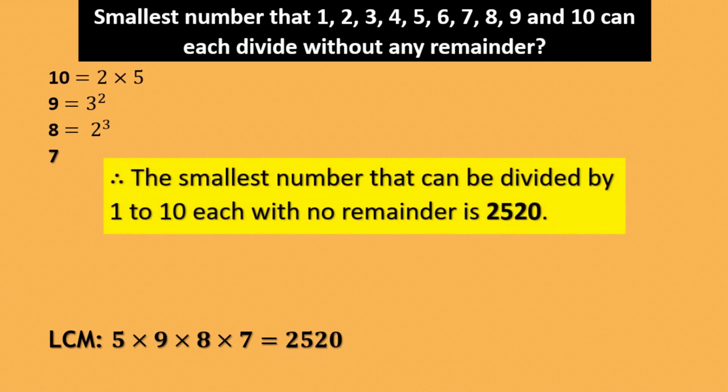Therefore, the smallest number that can be divided by 1 to 10 each with no remainder is 2520. This is their lowest common multiple.